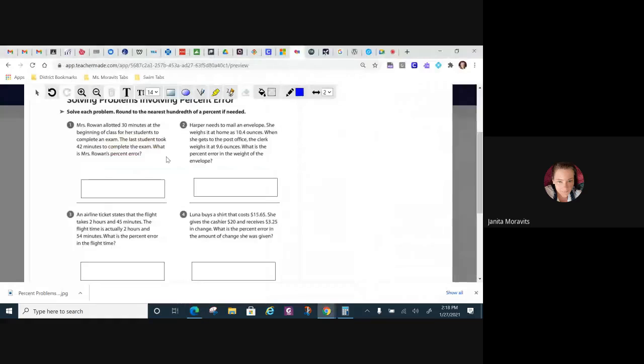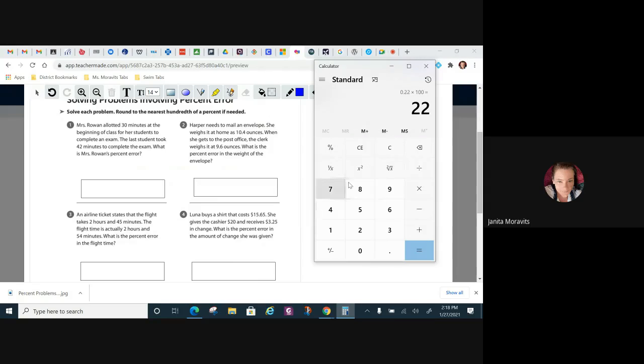All right, so let's go here. Let's look at this. Mrs. Rowan allotted 30 minutes at the beginning of class for her students to complete an exam. The last student took 42 minutes to complete the exam. What is Mrs. Rowan's percent error? She allotted 30 minutes. She figured that 30 minutes would be enough time, but it was not because someone took 42 minutes. So we're going to, again, be finding differences because we have to find, this is what it actually took, the 42 minutes, and then she allotted 30 minutes.